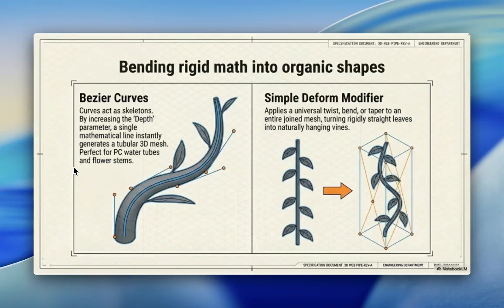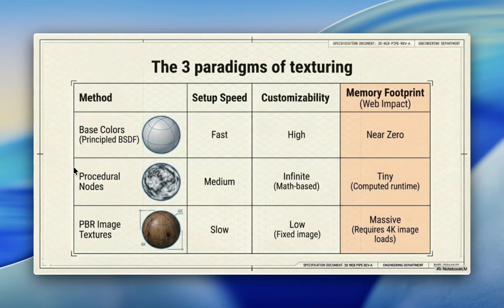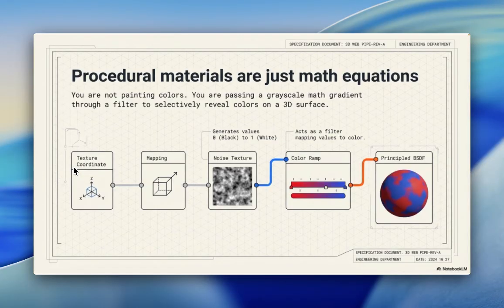The three paradigms of texturing methods: base color, Principled BSDF, PBR. Image textures: speed is fast, customizability high, memory footprint near zero. Procedural node: medium, infinite, tiny. PBR: slow, low, massive. Procedural materials are just math equations. You're not painting colors. You're passing a grayscale math gradient through a filter to selectively reveal the colors on a 3D surface. Texture coordinate. You have a mapping.